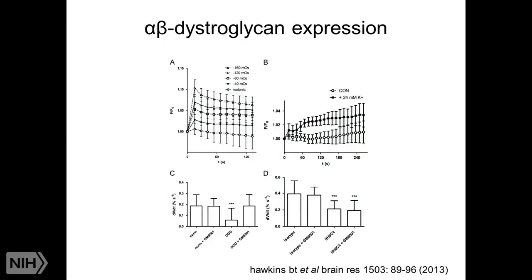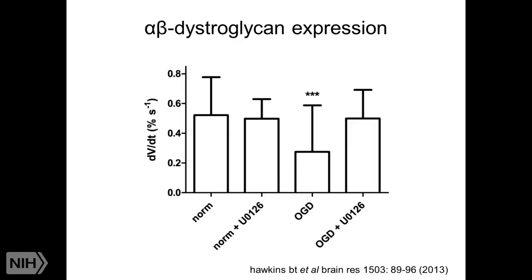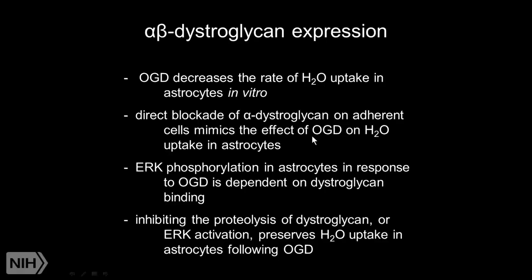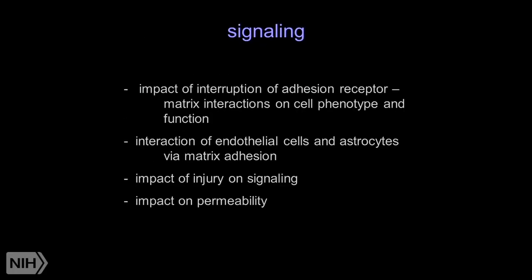And then finally, I wanted to make a mention about astrocytes. Brian Hawkins in our group looked at the question of alpha-beta dystroglycan blockade. And here again, an alteration in water transit occurred. Okay, just to summarize, OGD decreases the rate of water uptake in astrocytes in vitro. There's a direct blockade of alpha-dystroglycan on astrocytes, which mimics the effect of OGD on water uptake. This is ERK phosphorylation dependent. And finally, inhibiting the proteolysis of dystroglycan or ERK activation preserves water uptake in these cells.